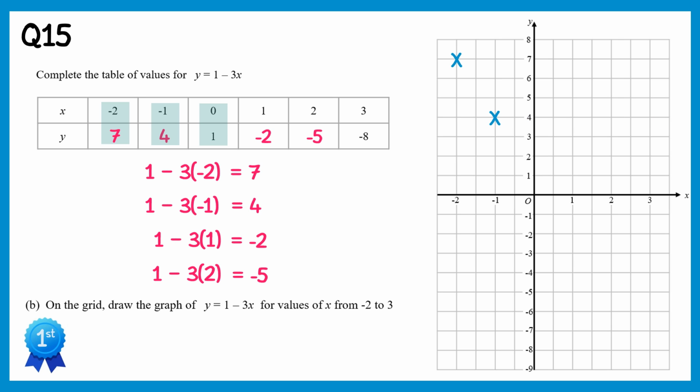Then we've got 0, 1, that goes here. Then 1, negative 2, that's here. 2, negative 5 is here. And 3, negative 8 goes here. Once you've drawn all of those, if you've plotted them correctly, they'll form a straight line. So we join this up with a straight line using your ruler, and this is your answer to the question.